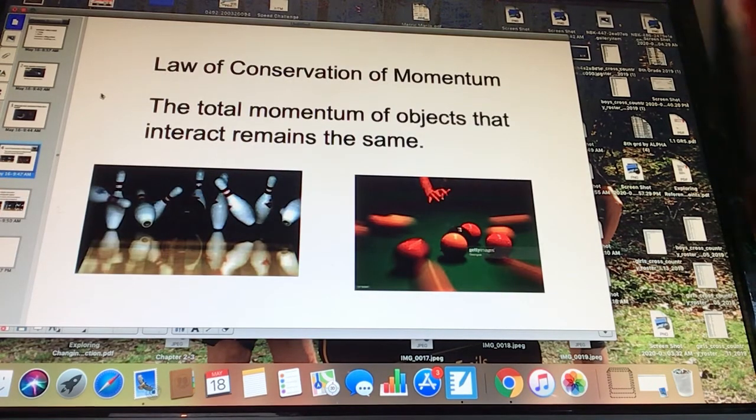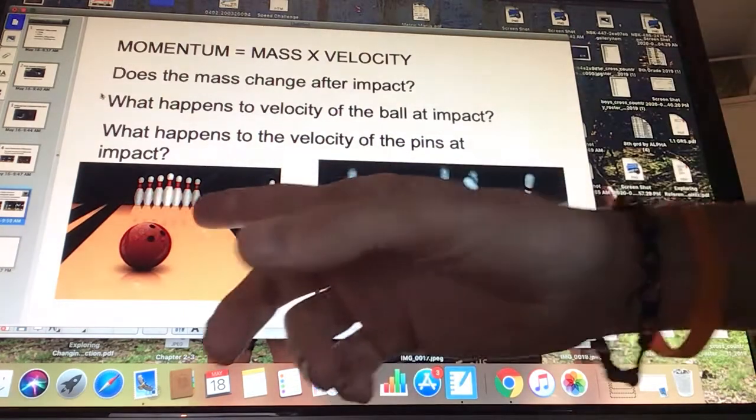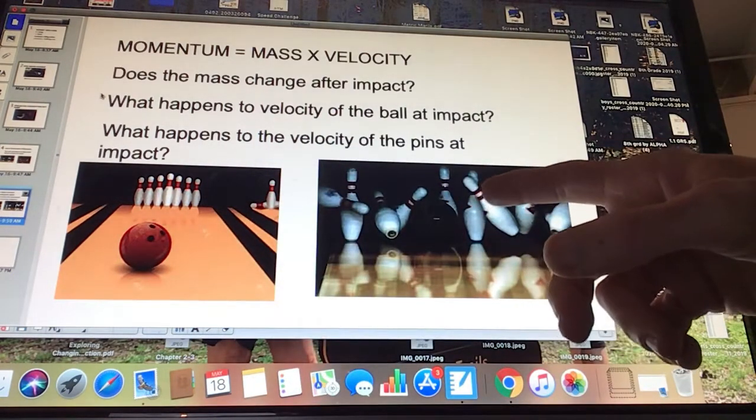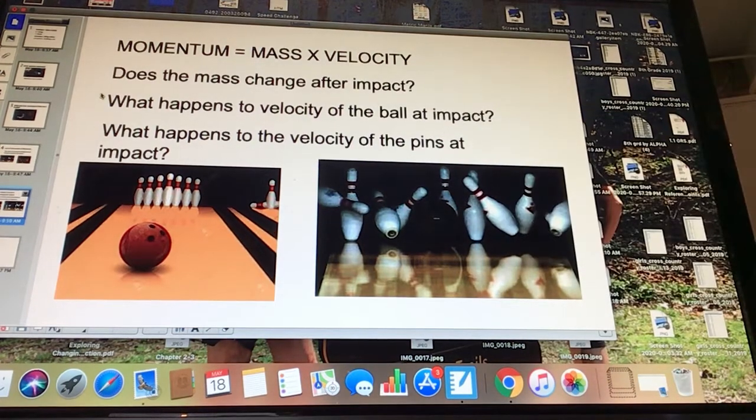Keep in mind, the total momentum of objects that interact remains the same. So the bowling ball has a certain amount of momentum. It has a certain amount of mass, 5 kilograms, let's say, and a certain amount of velocity, say 5 meters per second or something. The pins have 0 momentum. So the law of conservation of momentum states that on impact, what's going to happen to the momentum of the bowling ball? Is it going to gain or lose momentum when it hits those pins?